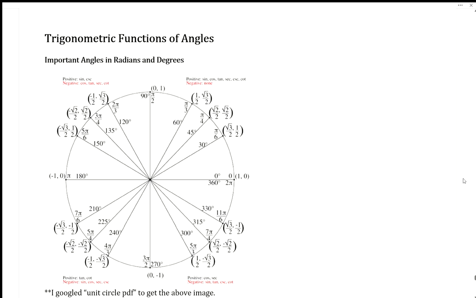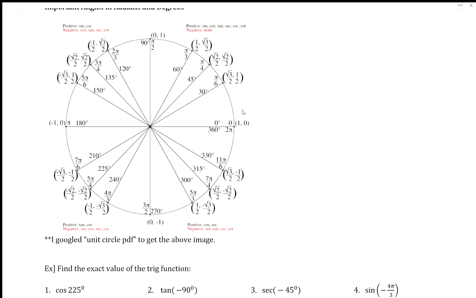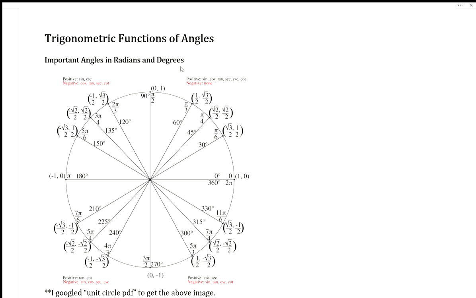Hi everyone, and welcome to our video on trigonometric functions of angles, where we'll be evaluating a couple of trigonometric functions, these four. This may be review depending on the order of the videos that you've watched. If it's not review, if this is the first thing that you're seeing about trigonometry, the most important thing is this.